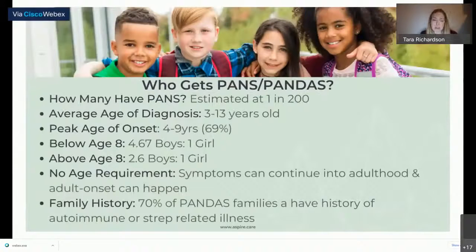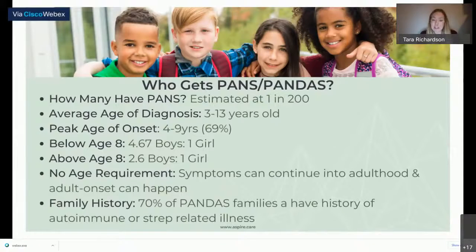So here's an estimate from the National Institute of Mental Health that 1 in 200 children per year is thought to get PANS, PANDAS of course being a subset of that. And the average age of diagnosis is 3 to 13 years old. Now, that being said, a lot of these kids are misdiagnosed with psychiatric problems. And I'm sorry, I should have introduced myself. I'm a general psychiatrist practicing in Wichita. So a lot of these kids probably have been through my system and seen me also, unfortunately.